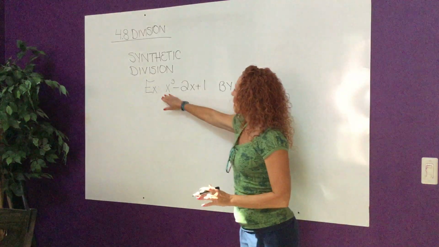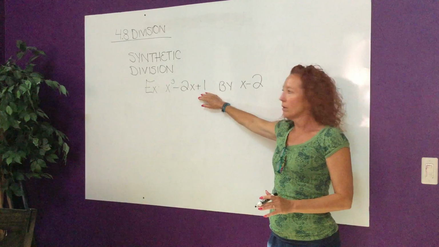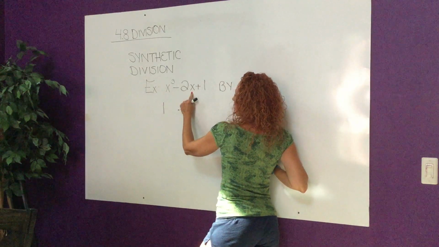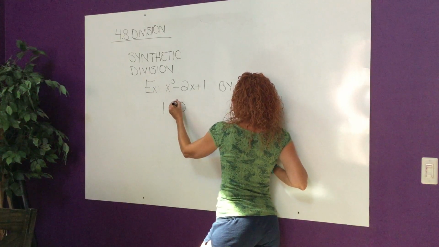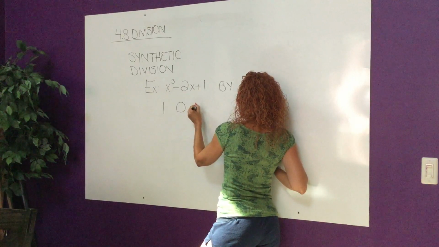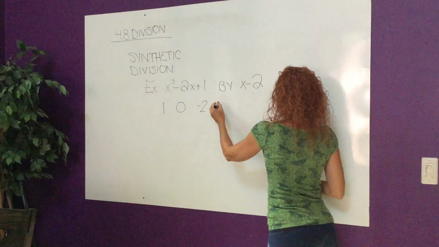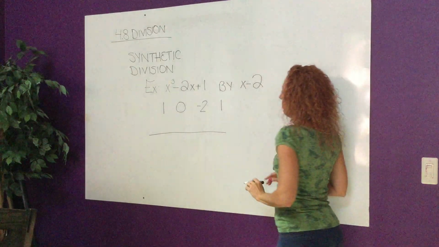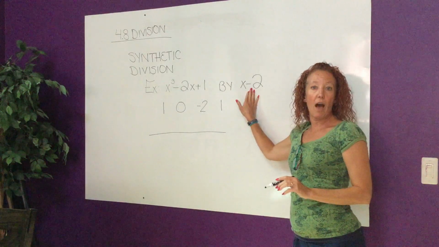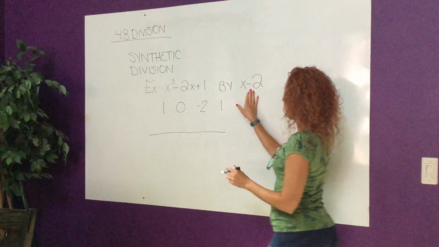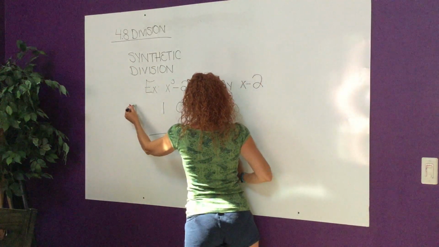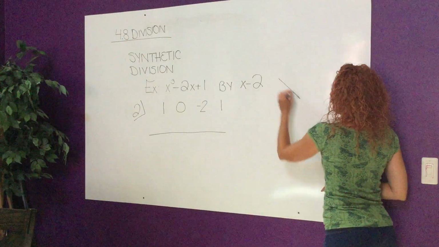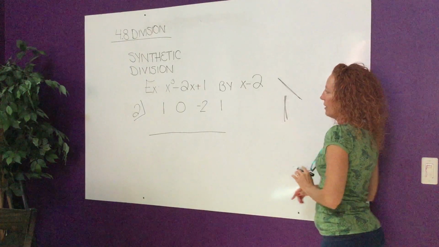All right, so what do we need to write for coefficients? Well, we're going to write a 1. We don't have any x squared terms, so we're going to put in a 0. We have -2 for our x, and then a 1. We're going to leave a space and draw my line. Remember, we're going to do the opposite here. So if this is a -2 off to the side in the little box, we're going to use +2. We're going to multiply diagonally, and we're going to add straight down.